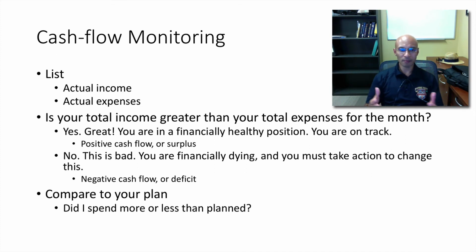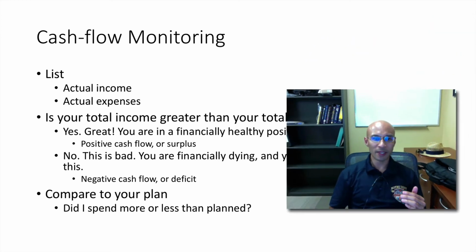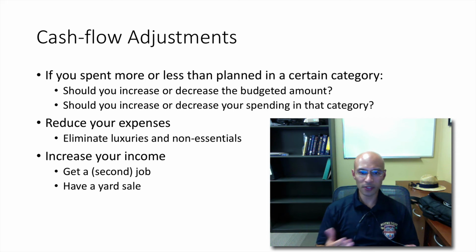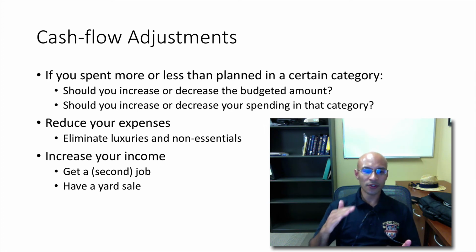You want to compare your actual cash flow to your budget, and this is the point now where we need to make some adjustments. So if we spend more or less in a certain category of budget, then we have to decide, well, why is that? Do I need to change that? Do I need to allot more money for that category, or do I need to decrease my expenses? If you're in that place where you have an actual spending deficit, well, the easiest thing is to first reduce your expenses.